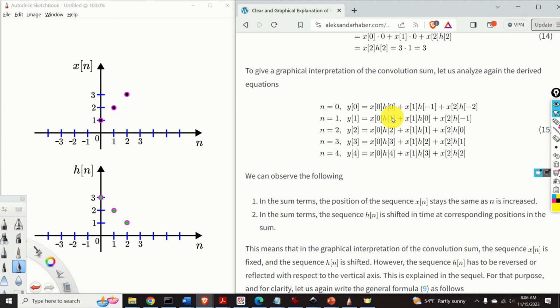We start from h0, h1, h2, h3, and h4. Then we have a shifted version over here, minus 1, 0, 1, 2, 3, and here we have minus 2, minus 1, 0, 1, 2. This means that in the graphical interpretation of the convolution sum, the sequence x of n is fixed and the sequence h of n is shifted. However, the sequence h of n has to be reversed or reflected with respect to the vertical axis. We will explain this in the sequel.